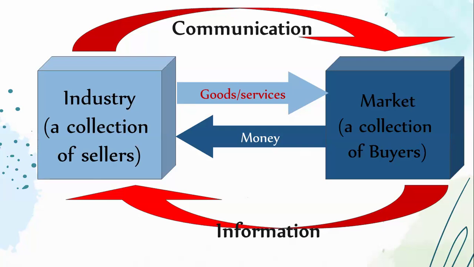So this is what marketing is at a glance, right? You provide goods and services, get money, earn profit, and on the other hand, there's a communication and information flow as well. Is it clear to you? Any questions?